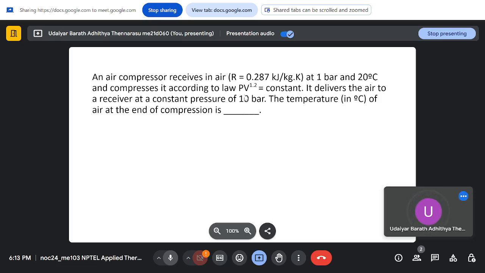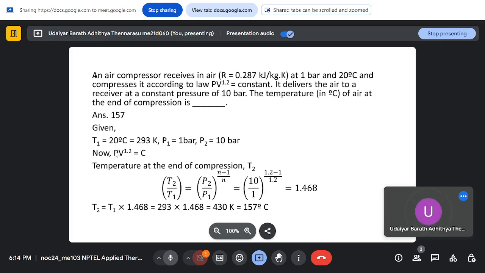So this is a polytropic process. So we'll see how to solve this. PV raised to power gamma is equal to constant, PV raised to power n is constant. So temperature at the end of compression is given by T2 by T1 equals P2 by P1 raised to power n minus 1 by n.